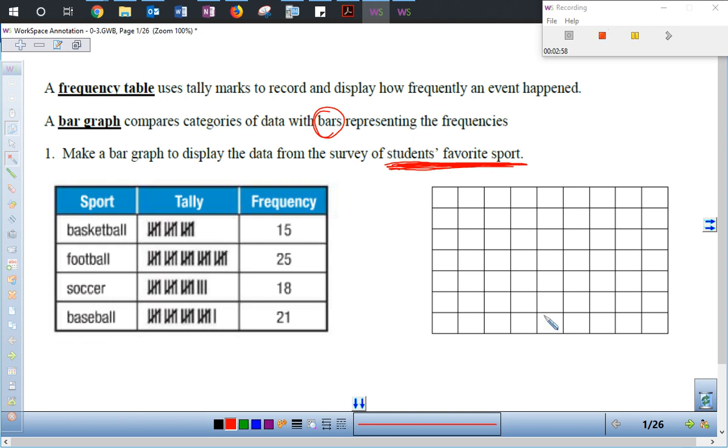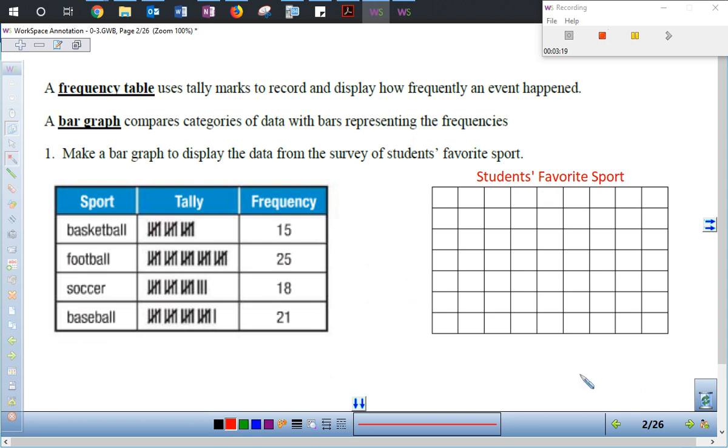The important part of your title is that it needs to go on top of your graph and it needs to be capitalized. So let's go ahead and write student's favorite sport on top of the graph, and notice how the first letter of my words are capitalized. This graph is about student's favorite sport. Now, if at any time I'm going faster than you are, please feel free to pause the video and get caught up.